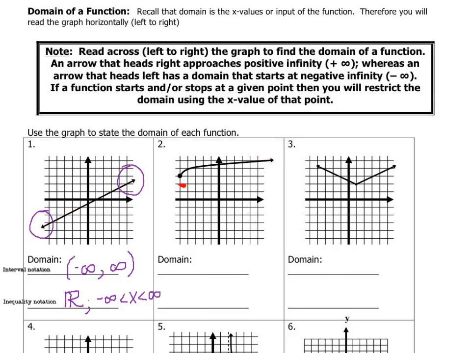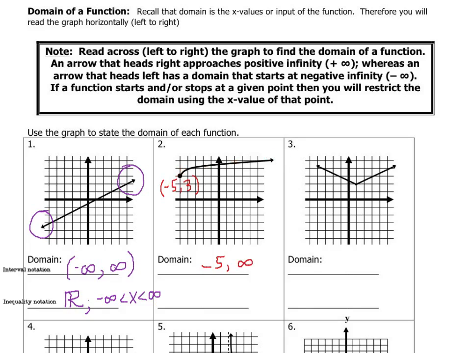Alright, so we want to talk about this starting point here. And since we're talking domain, we want to talk about the x value of that starting point. Alright, so the ordered pair for that starting point is negative 5, 3. So if we're going to talk about the domain in interval notation, I want to talk about on the left-hand side that the graph starts at negative 5, and that from there it goes on forever to positive infinity on the right-hand side. So it's starting here at negative 5, and it's going on forever towards positive infinity.